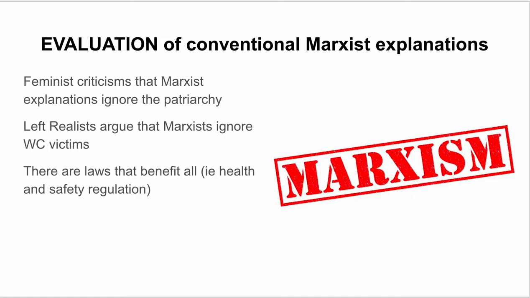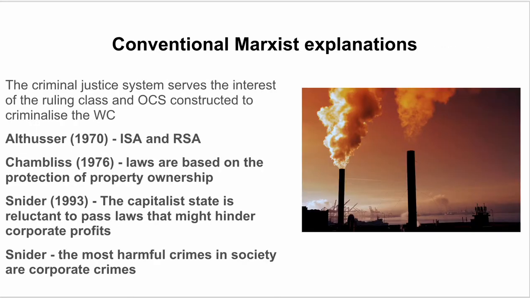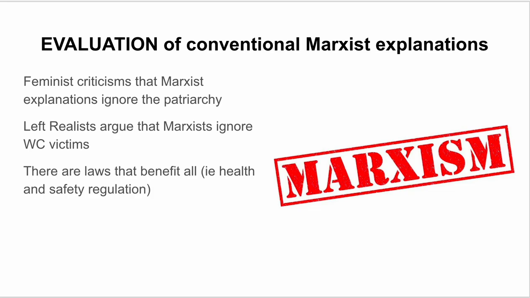And then a criticism of the point earlier that we talked about, from Snyder, is that there are some laws that benefit everyone. So health and safety regulation, for example, speed limits, maybe. What Marxists would say to that evaluation, though, is that those laws are in place really just to keep the proletariat happy. So capitalism allows for a certain amount of legislation to keep the working class in its place, to stop a kind of revolution, if that makes sense.